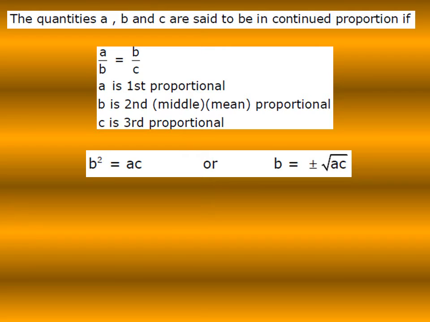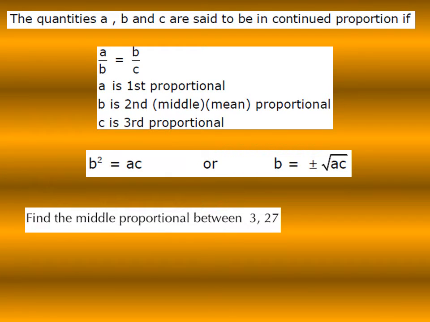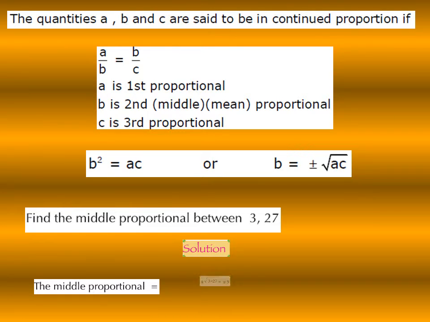If we make cross multiplication, then B squared equals AC, or B equals positive or negative square root of AC. That means the middle proportional equals positive or negative square root of the first proportional multiplied by the third proportional. Find the middle proportional between 3 and 27. Solution: the middle proportional equals positive or negative square root of 3 multiplied by 27, which equals positive or negative 9.